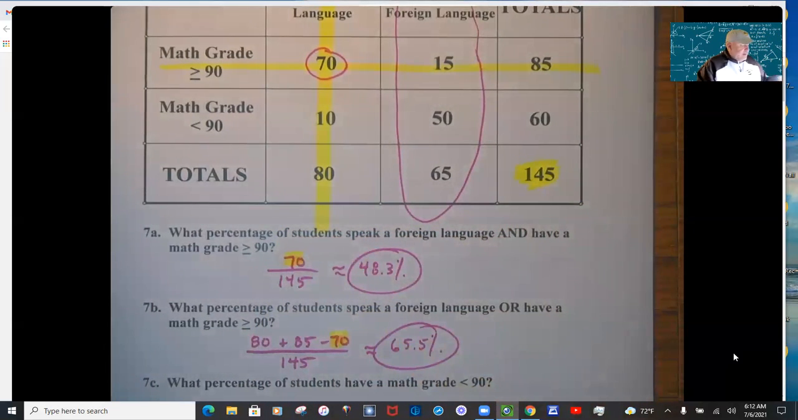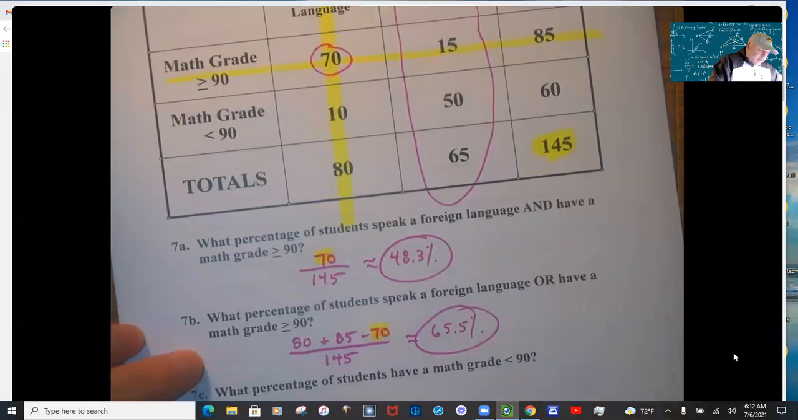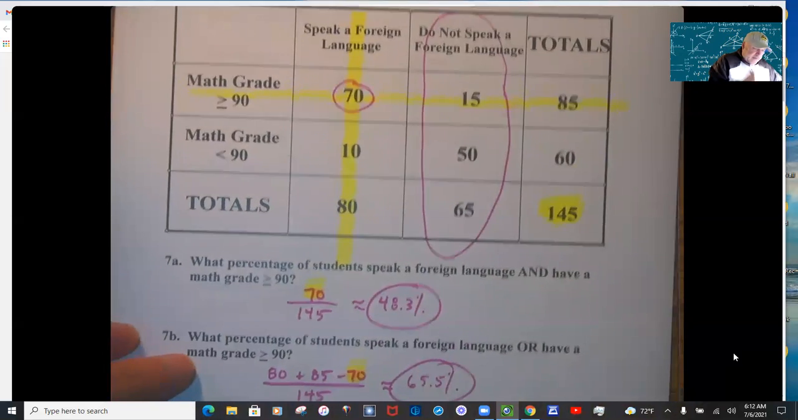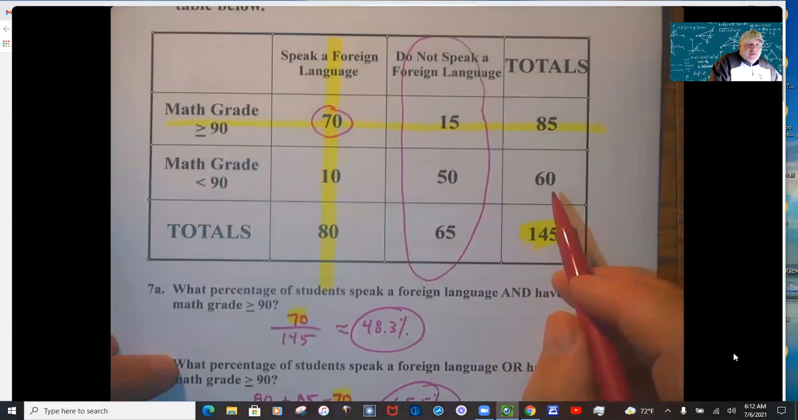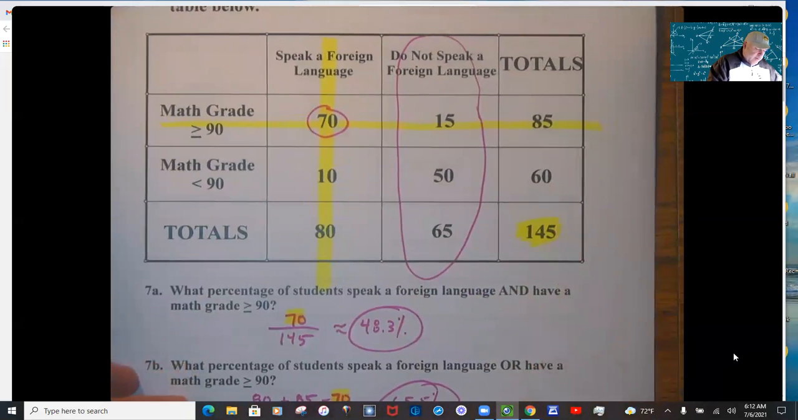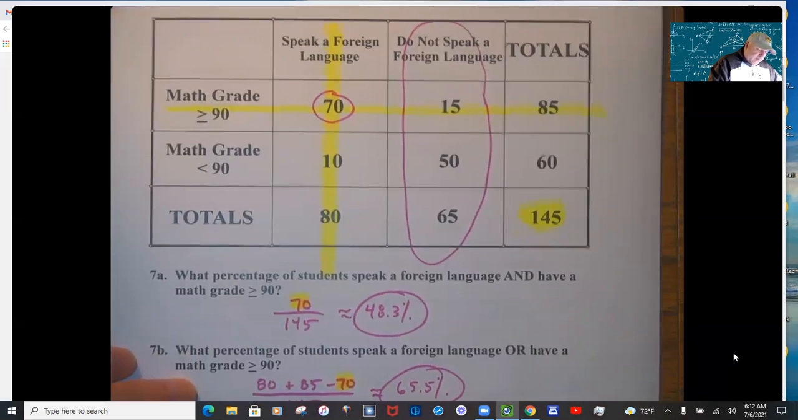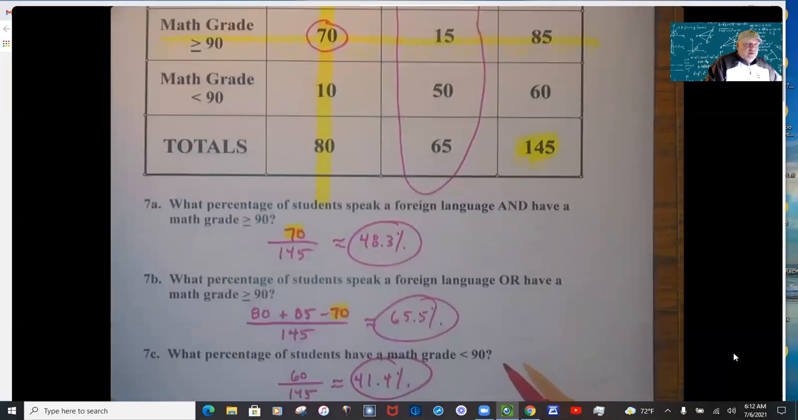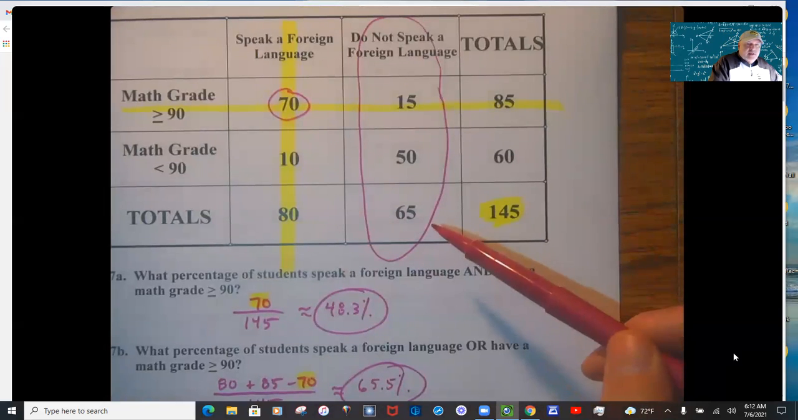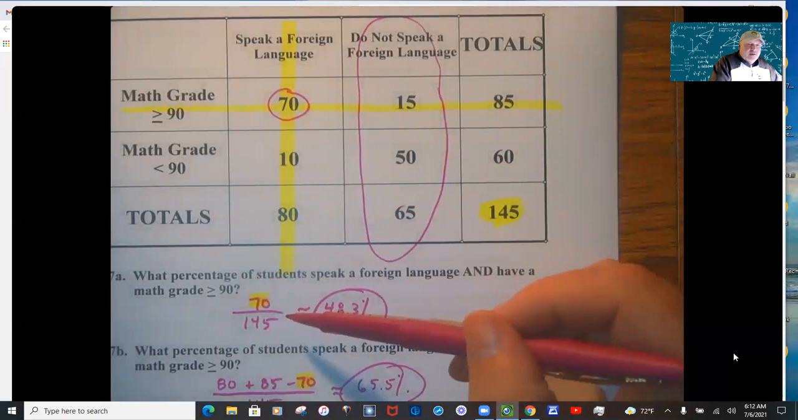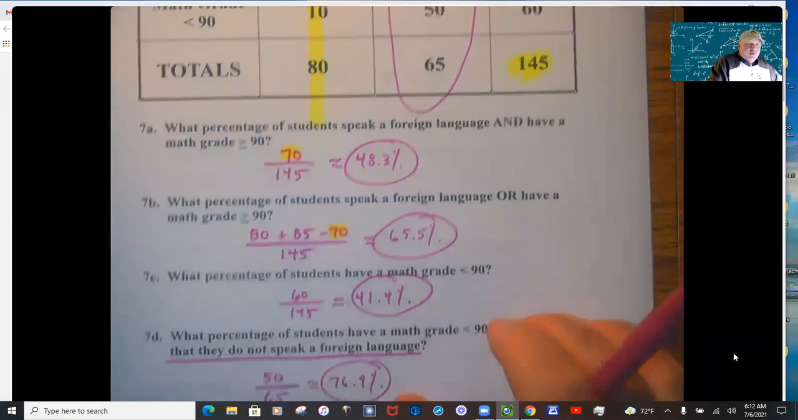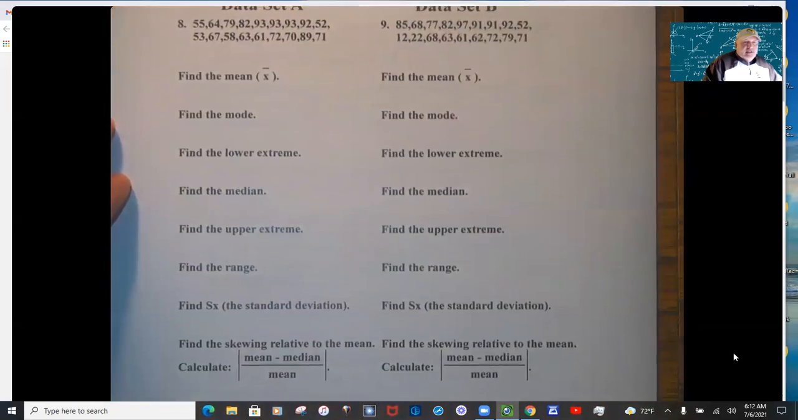What percentage of students have a math grade less than 90? So we're out of 145 again, and a math grade less than 90. Now we're over at 60 total out of 145. The rest of this is just about selecting the n numbers on the edges of the table. Notice that these n numbers were selected, and the 70 is where they meet. Notice those patterns as you study this page. It is very important.